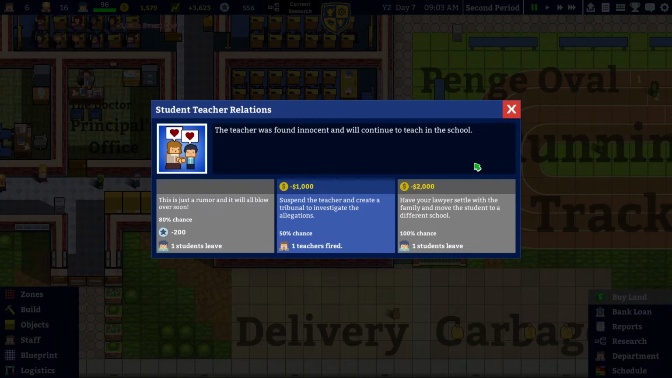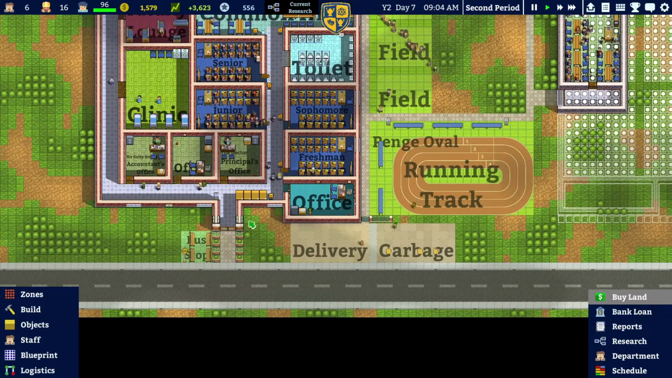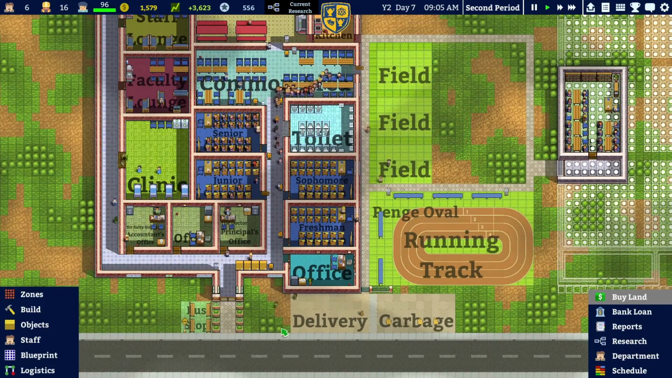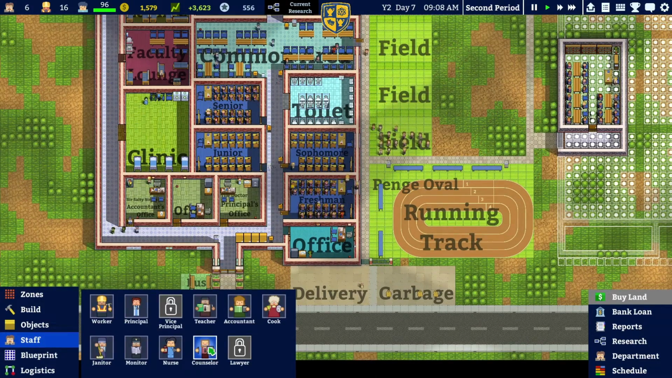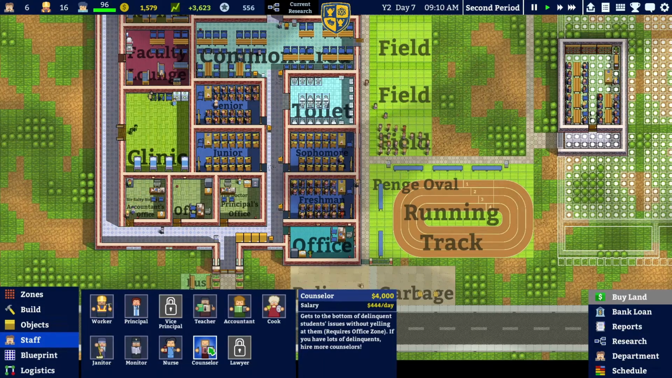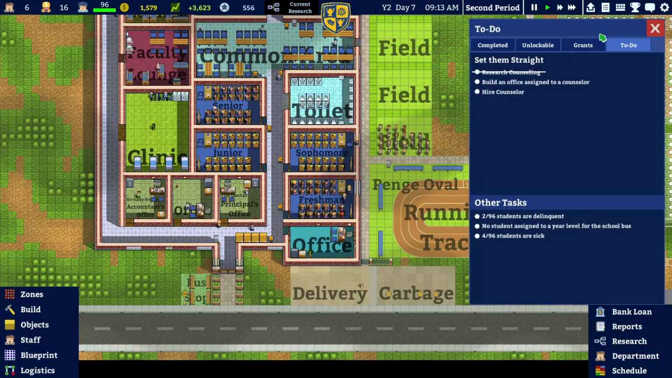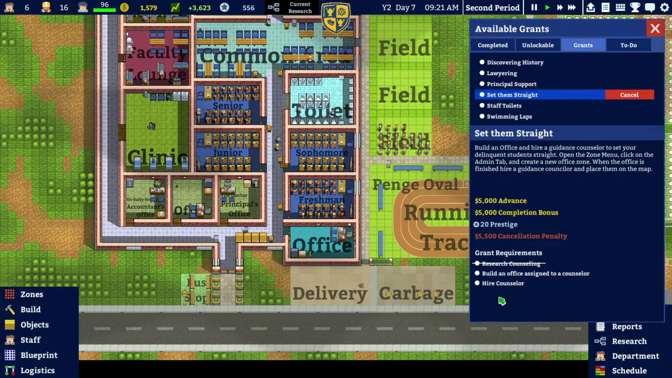Are we losing somebody? The teacher was found innocent and will continue to teach in the school. Oh, hooray. So there we go. Nothing really happened apart from we're just now £1,000 down, which is a bit of a shame, but never mind. Now, can we get the counsellor in? No, because the counsellor costs £4,000 to get in. So now we can't do anything for the rest of the day because we need to build an office assigned to a counsellor and then hire a counsellor. So, yeah, we can't do this right now, which is a bit of a shame, but never mind. That's very unfortunate, isn't it?